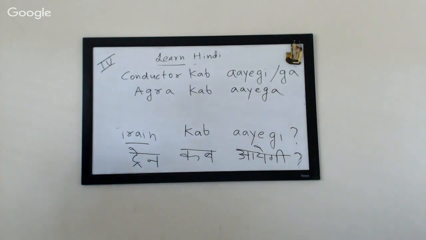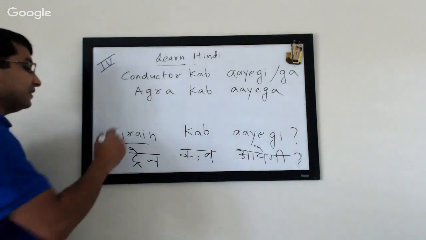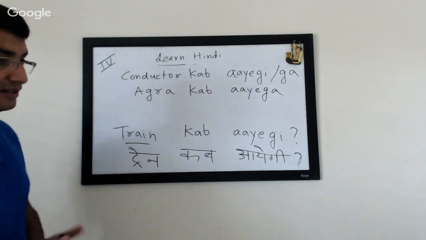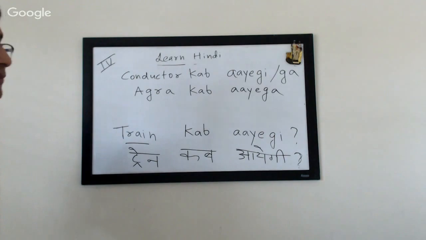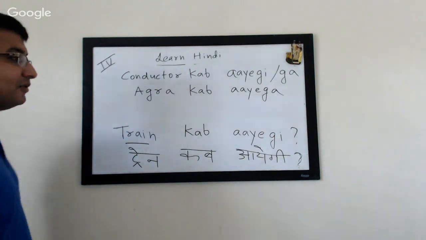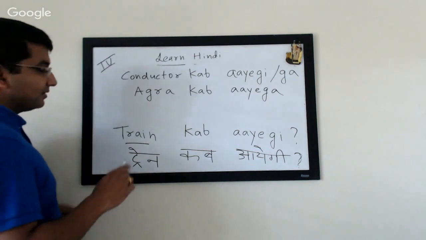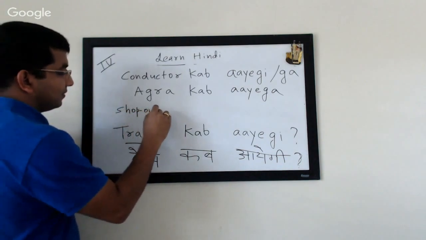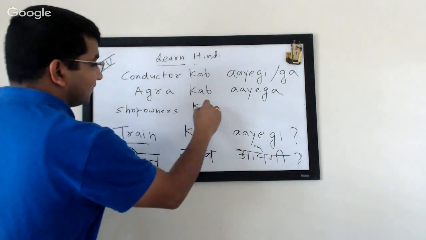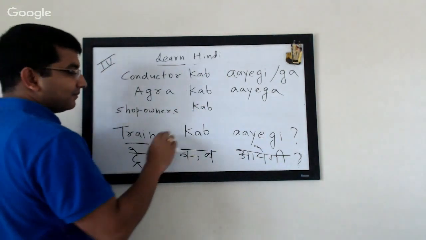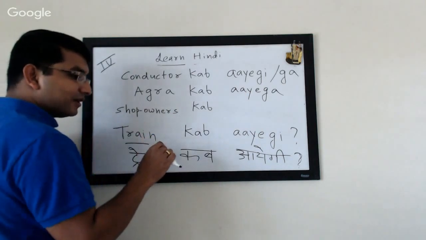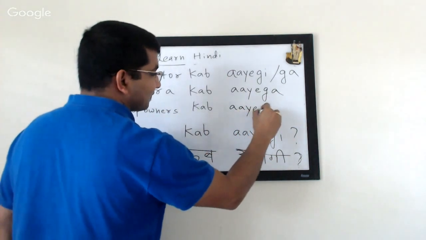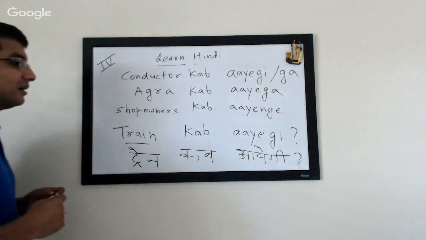Okay. Now let's say your train is really early, right? And you came to the station, and all the shops are closed, right? And you are really hungry, and you want to find out when will the shop owners come. How will you say that? Shop owners. दुकान वाला. There's another word. हिंदी में shop owners क्या कहते हैं? दुकानदार. So दुकानदार कब आएंगे? That's masculine plural, right? दुकानदार कब आएंगे?